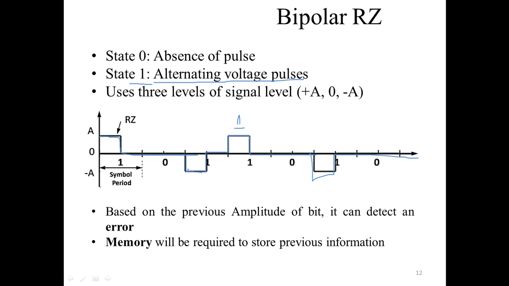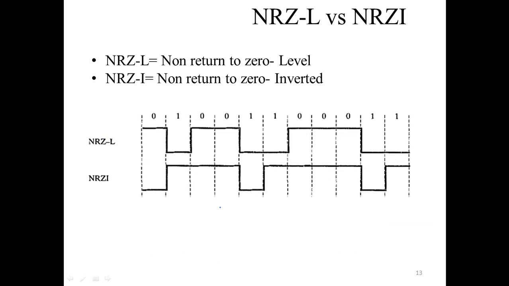So based on the previous amplitude of the bit, it can detect error, as I have just told you. But the major disadvantage or limitation of this kind of bipolar technique is that you have to store the previous information, that is, what was the last bit amplitude. It was either plus A or minus A. So memory will be required to store this kind of information.